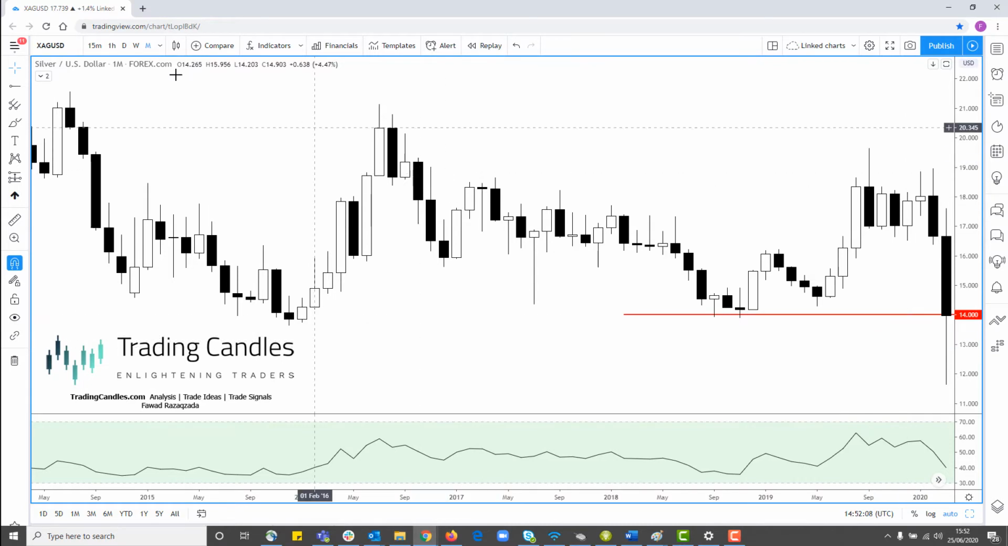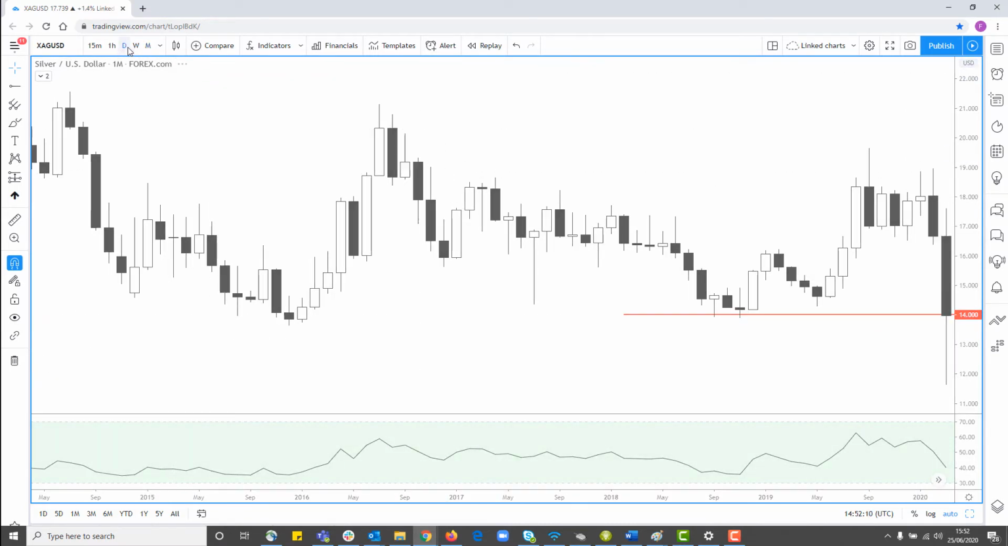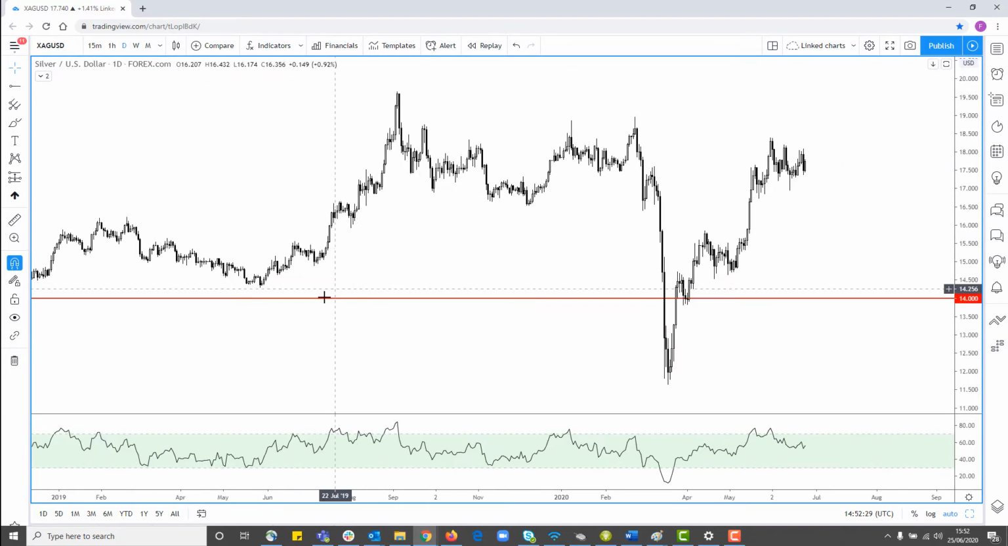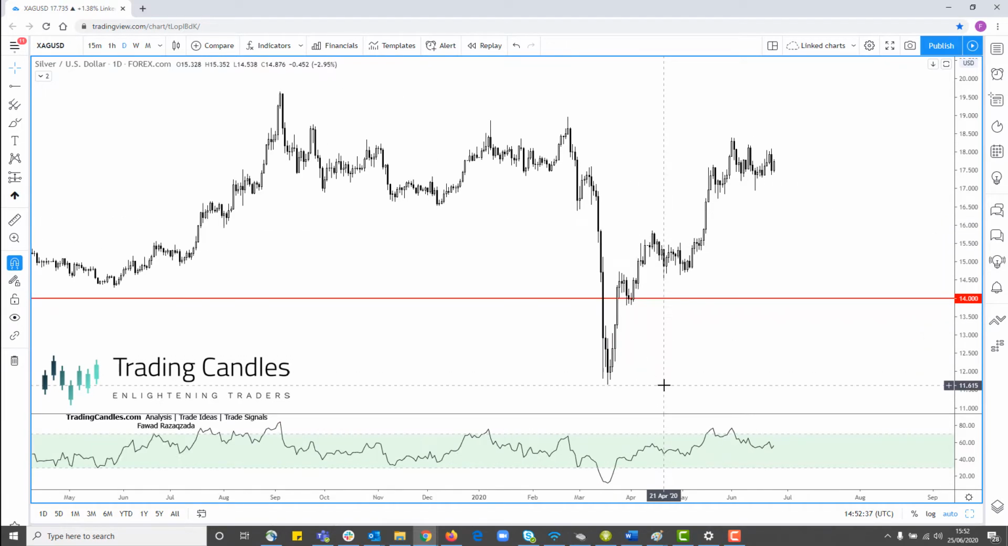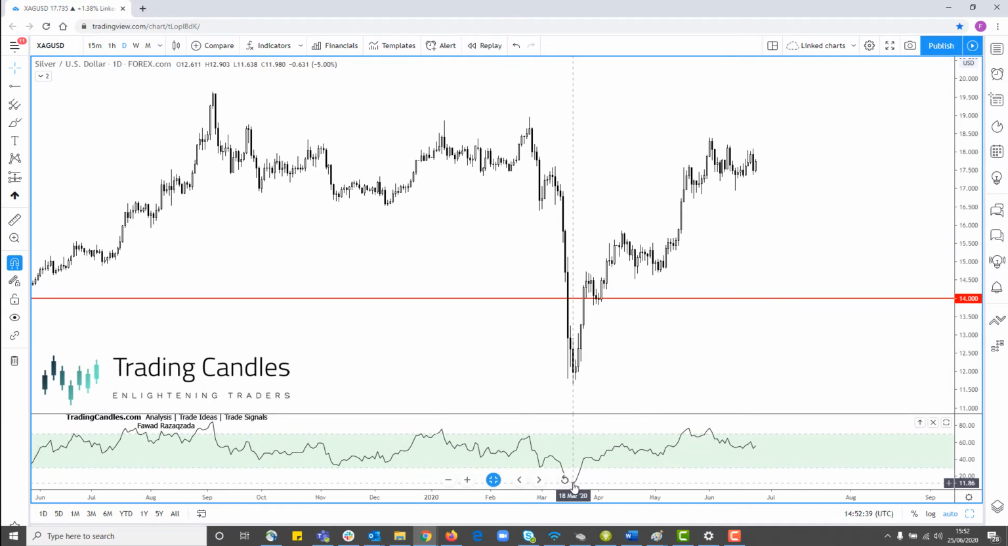So we're looking at the monthly chart. Let's go down to the daily. So this is how the silver daily chart looks like. This is the key level we looked at on the monthly. Silver price crashed below this level, and notice how the RSI went to severely oversold levels. So this is where you should have anticipated prices to turn around.